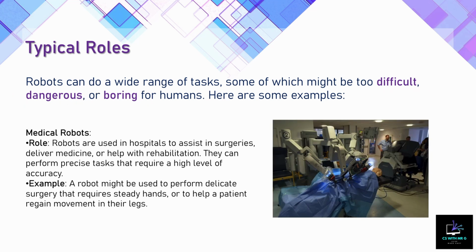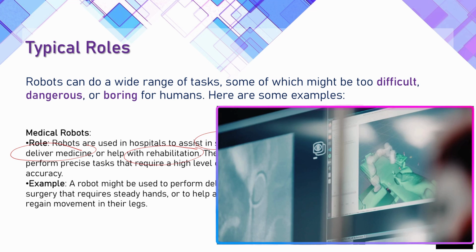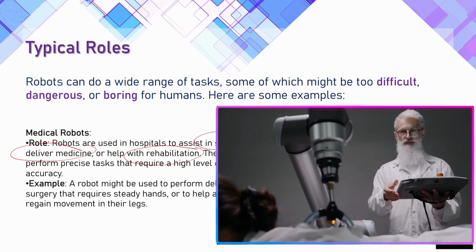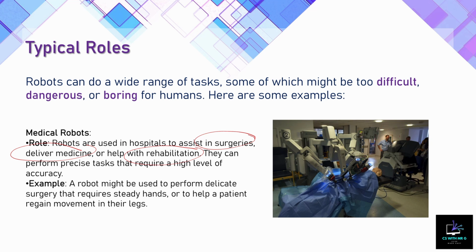We also have medical robots that can work in hospitals, performing jobs like surgeries, delivering medicine, or helping with rehabilitation. And the advantage here is that they can work to a very high accuracy, especially for things that require very high precision, such as surgeries, for example, open heart surgery, or working on the brain, something that the human hand might not be able to do and keep steady. Robots could serve a purpose in this line of work.